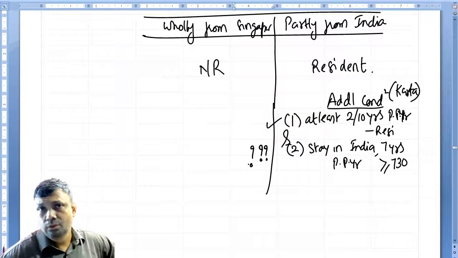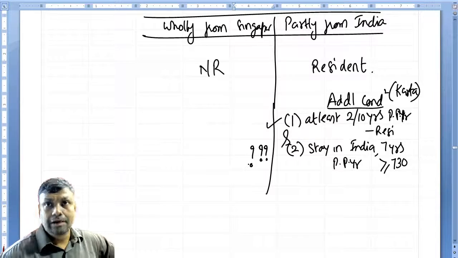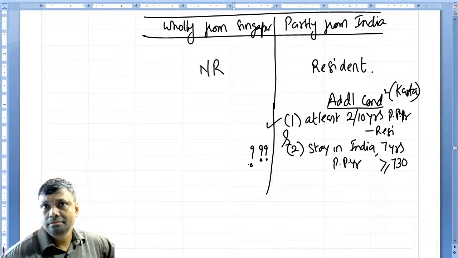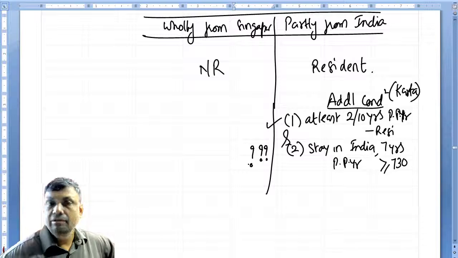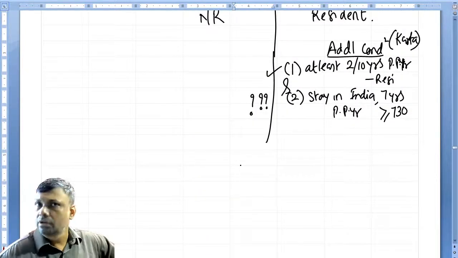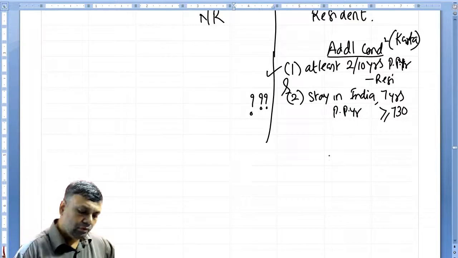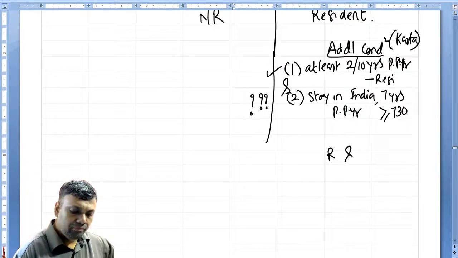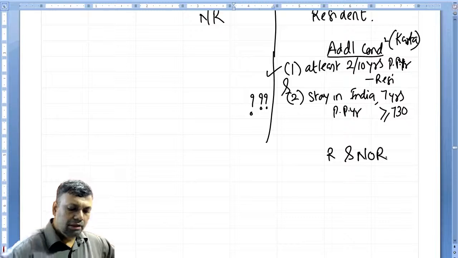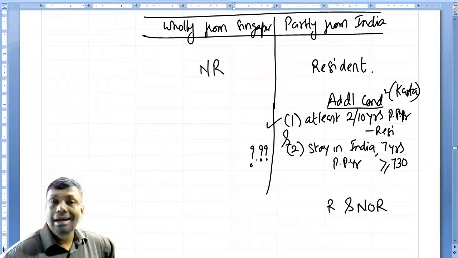So ultimately what I have to do? I have to take the decision. Have you understood that? I will say that since data is not given, condition 2 is not satisfied. That means both condition 1 and 2 are not satisfied, so you will be resident and not ordinarily resident, because both the additional conditions are not satisfied.